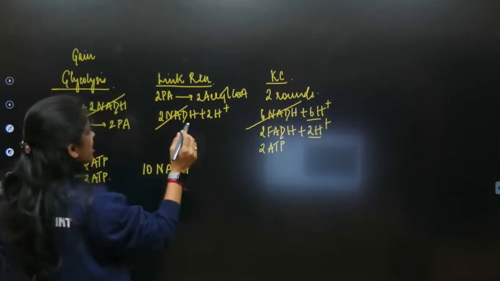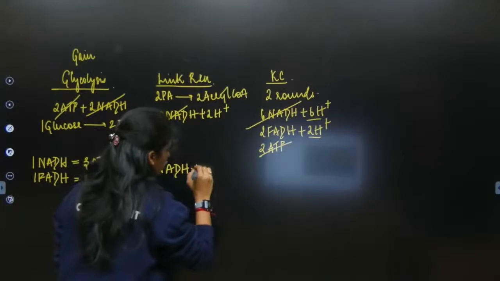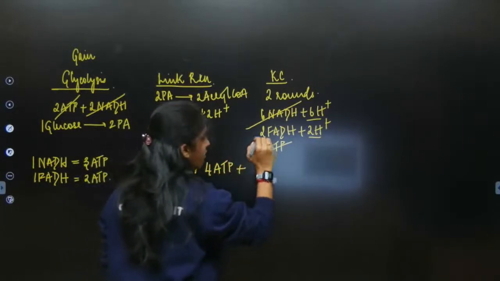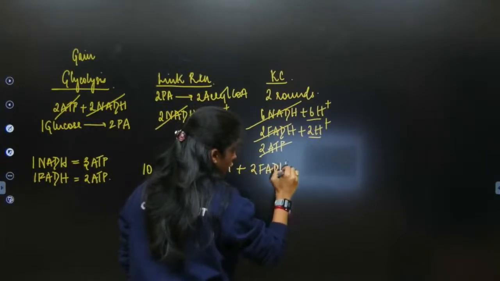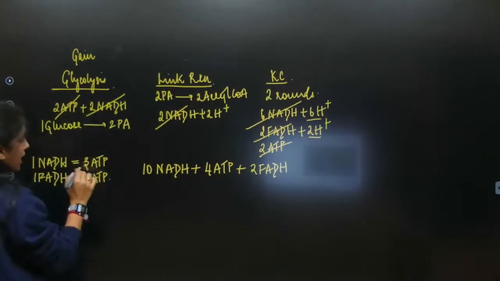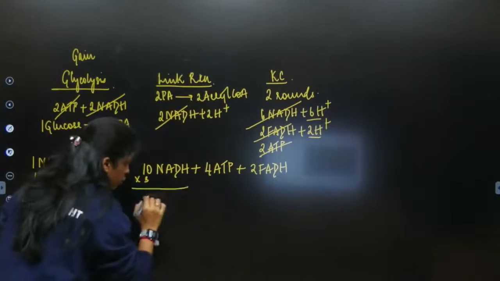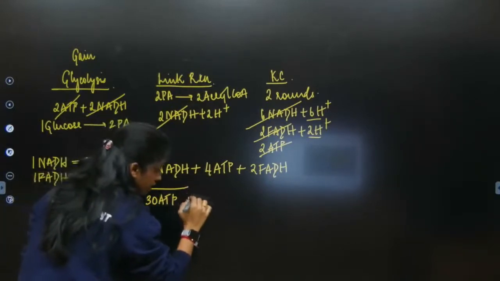Now let's count the ATP. 2 ATP, 2 ATP, so it's going to be plus 4 ATP. How many FADH2 we have? We have only 2 FADH2. Now convert everything in terms of ATP. 1 NADH is equal to 3 ATP. So into 3, this will be 30 ATP. So this is in terms of ATP.